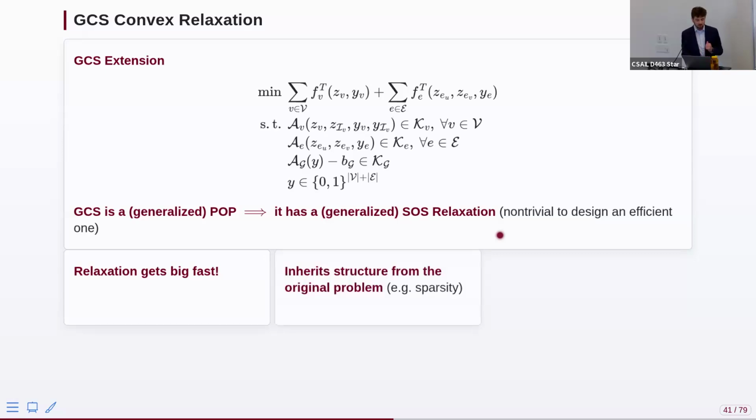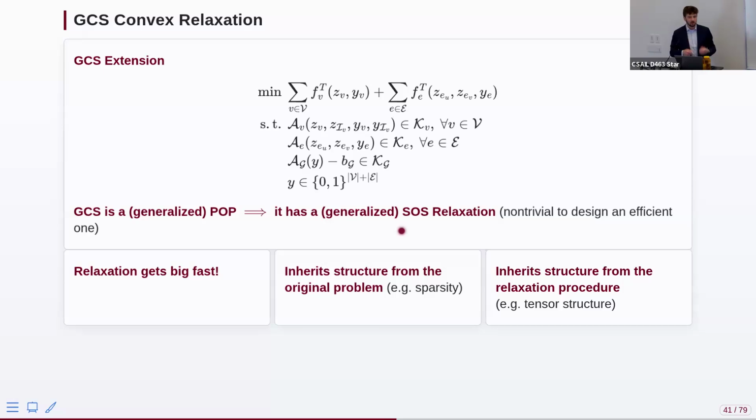And additionally, the relaxation inherits a ton of structure from the original problem. The graph structure of the original problem gets inherited as a graph structure in the convex relaxation. And finally, the actual convex relaxation technique puts a little bit more substructure on the inside. And I'm going to talk about that briefly at the end.